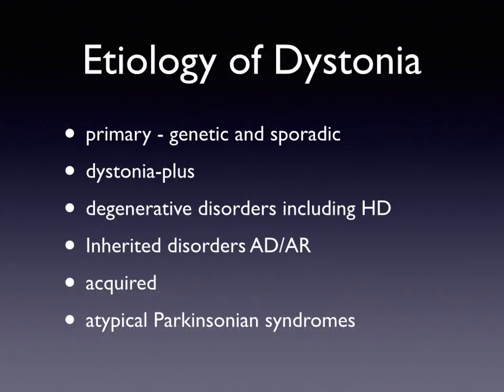As mentioned above, it can be part of other diseases, such as Huntington's disease. And if it's inherited, it may be autosomal dominant or autosomal recessive. DYT1 has more than 10 to 15 different subtypes. And so there is genetic testing available for these types of dystonia. It is also associated with some of the atypical Parkinsonian disorders as well.